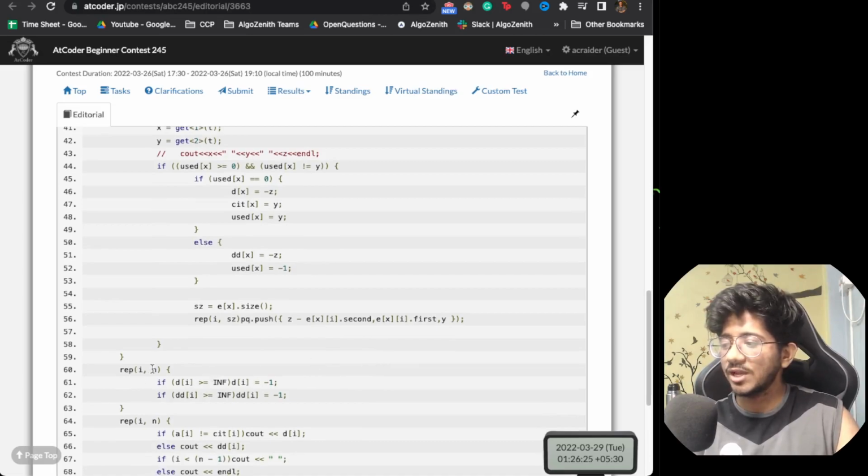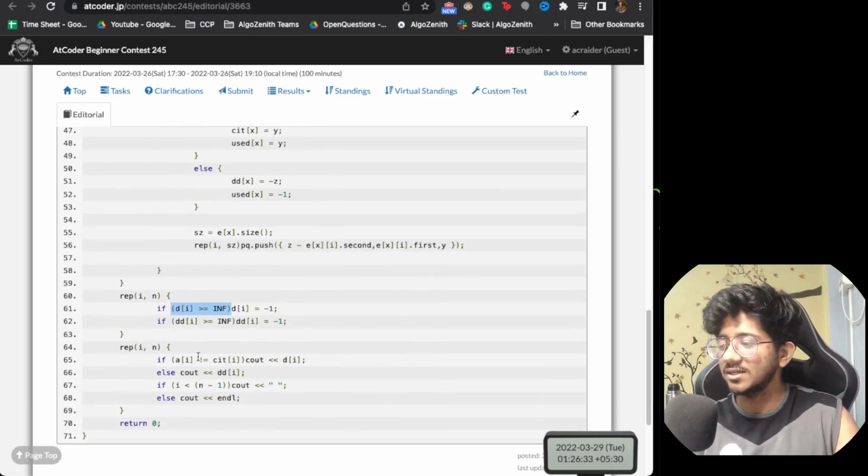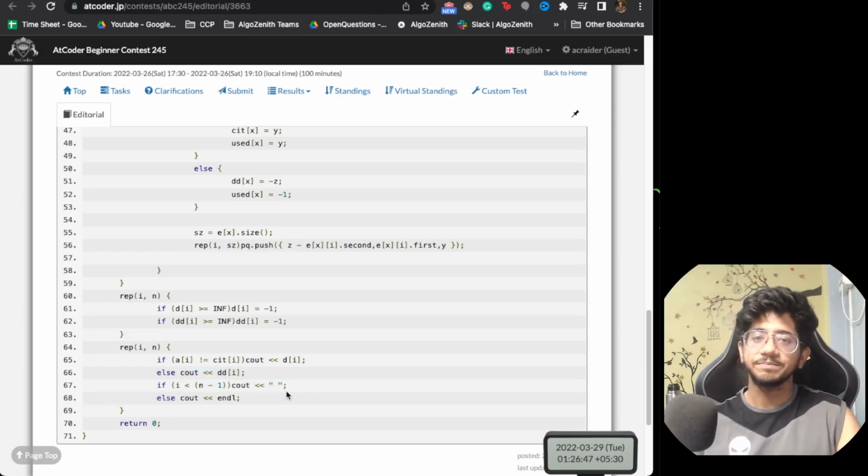And then for every node we can simply see that if it's infinite, then you store it as -1. And then for every node, if the nation type is not the same as the first nation type, then the answer is the first nation distance, and if that is not the case, then the second nation distance is there, right? And you print the array. So that's the whole idea.